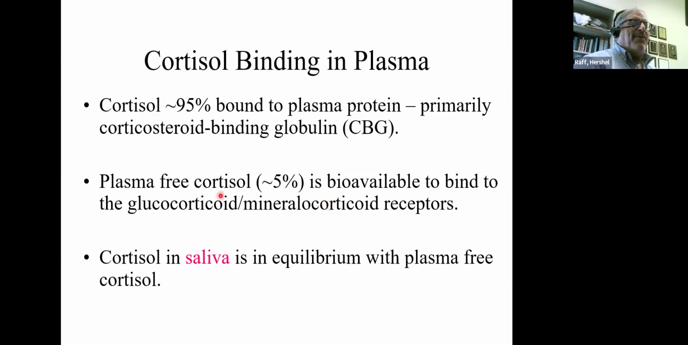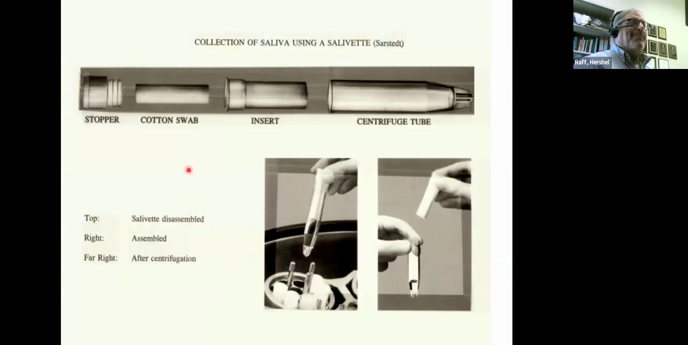But plasma free cortisol, which is the bioavailable form of cortisol that can bind to the glucocorticoid and mineralocorticoid receptors in the tissues, is reflected in the saliva. In fact, they're in equilibrium. So that when plasma free cortisol goes up, saliva cortisol goes up. And saliva is really easy to sample. And here's how we do it.